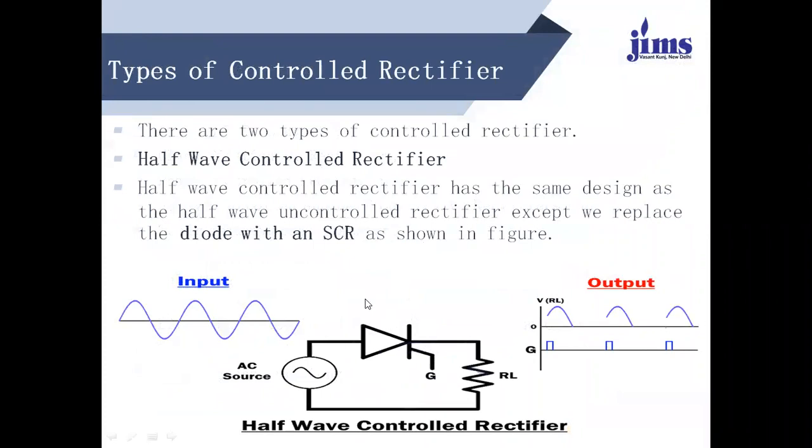Here we take a simple example of the half-wave controlled rectifier, where an AC source is there and the SCR is connected in series with a load RL. If we apply a sinusoidal input, then at the output side the behavior of the SCR will be close to the diode. So the output waveform will be similar to the input, like the diode type.